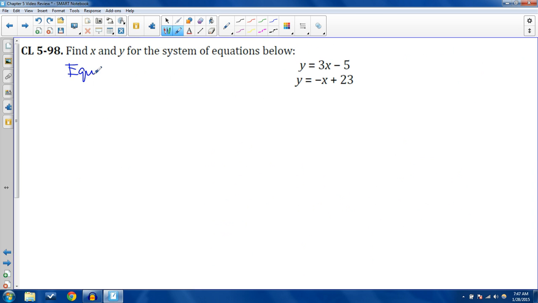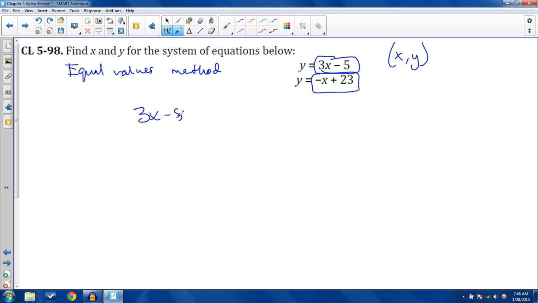Equal values method. Once again, the whole idea about the equal values method, solving the system, means finding the x, y value for when these guys intersect on a graph. If you drew them, what x value, what y value do you have? And the idea is you have the same x and y value, meaning this y equals this y, meaning this equation equals this equation, which means this guy equals this guy. So for that to be true, let's set those two equal to each other. 3x minus 5 equals negative x plus 23.